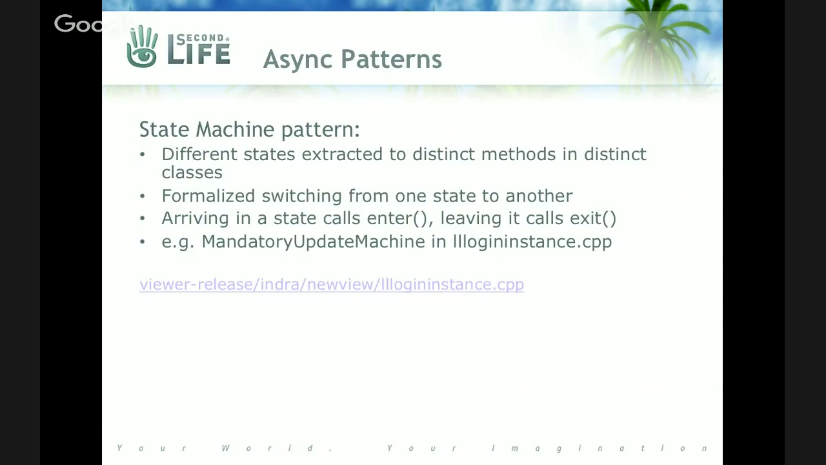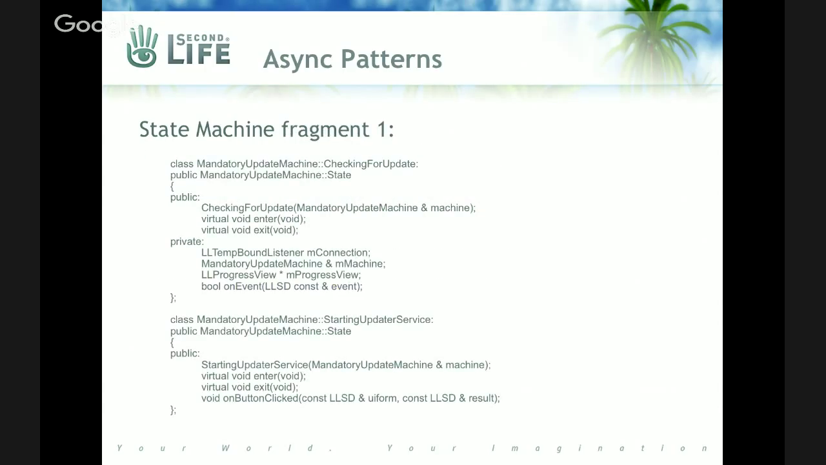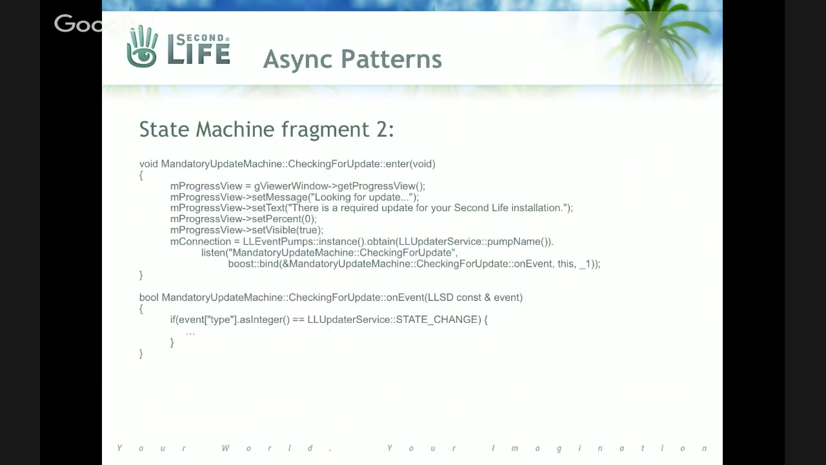So we'll look at llogin instance.cpp. The mandatory update machine, of course, has a state-based class. We see here deriving a couple of subclasses from it. One is checking for update, one is starting update or service, and you can see the enter and exit method declarations along with helpers. So looking at checking for update enter, we see that it is arranging to receive notification on an LL event pump. And I'll talk a little bit more about LL event pumps in a minute. But basically, it's a way of getting a callback. And we see that it's setting up to receive a callback, again, in a completely different method on the same class.